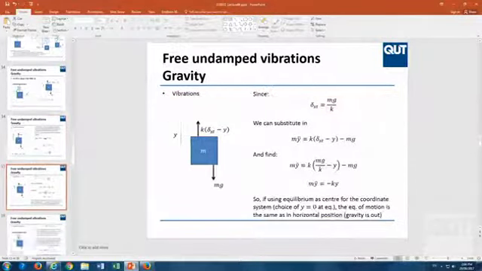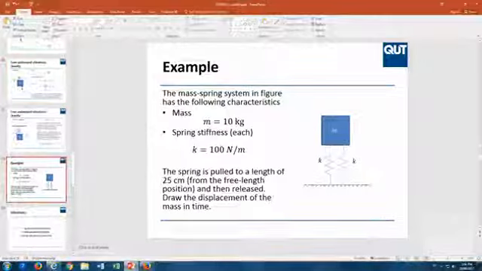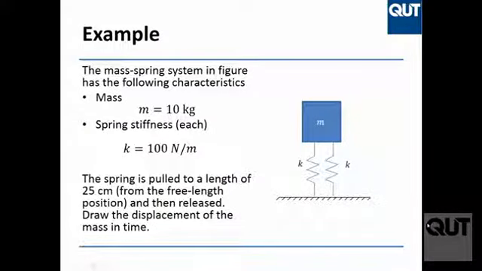So, where were we? Example. Let's see how we solve a vibration exercise, or a vibration problem. If I get a pen, I copy this exercise on my sheet.